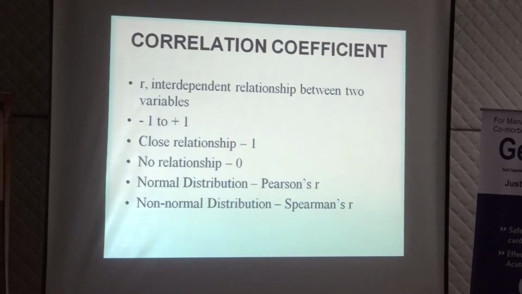Correlation is depicted by r, the relationship between two variables. It may range from -1 to +1. Close relationship means 1, it may be minus or plus. -1 means strict negative correlation, +1 means rigid positive correlation. No relationship, there r will be 0. In the case of normal distribution, Pearson's r test. In the case of non-normal, Spearman's test.